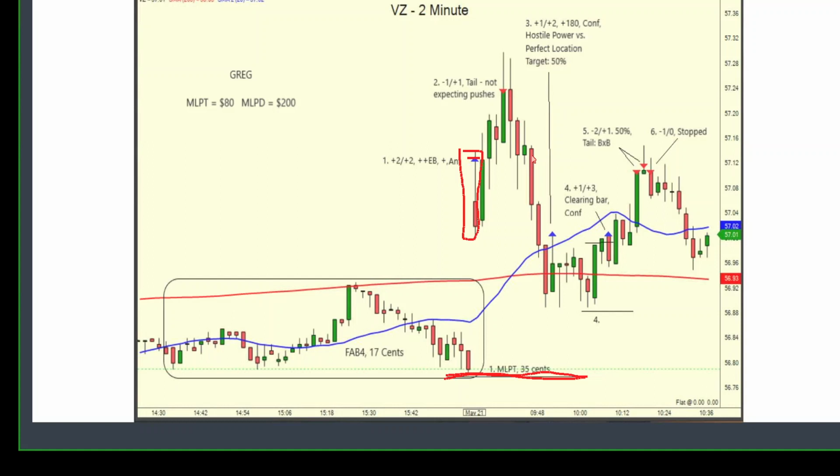Now, I like what Greg did here because I think there's a lot of discipline in this. Who took this action, right? The checklist or Greg? What emotion caused that, right? What is not expecting pushes? Who is that?